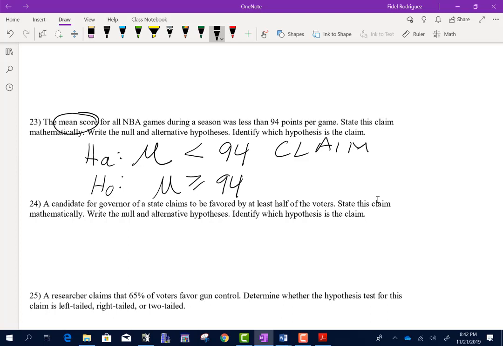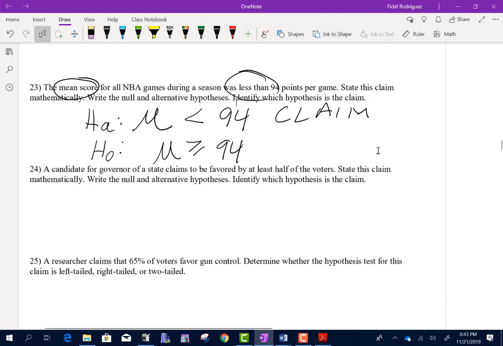So then wouldn't my H0 be that mu is greater than or equal to 94? Victor, am I making sense? Well, because on the first one I got less than or equal to, because I thought we were counting the 94. No, because look, it's going to be real specific, right? It says less than 94 points a game, right? So if it would have said less than or equal to, we would put the equal to. Yeah. Good question, good question.